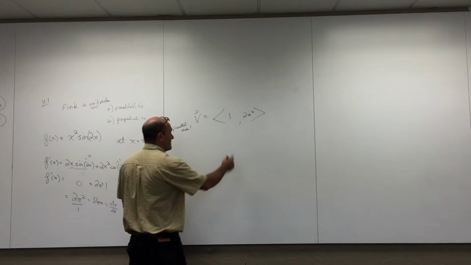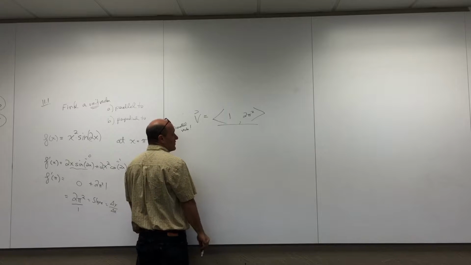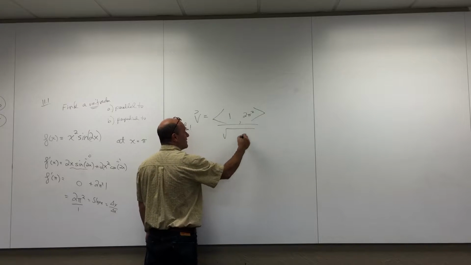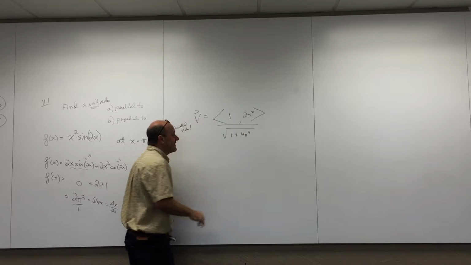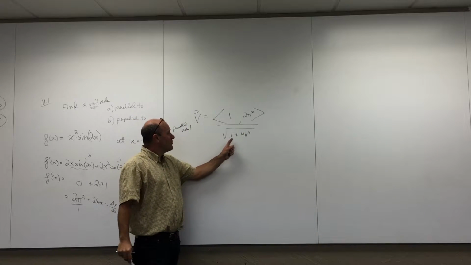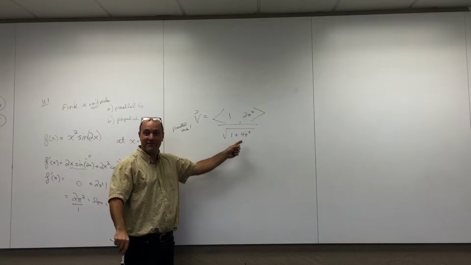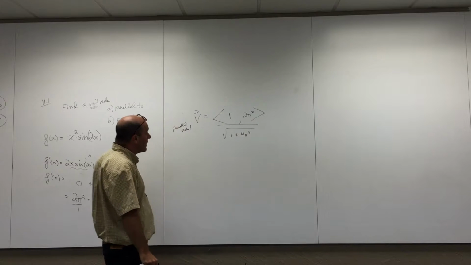What is its magnitude? You don't have to simplify it. You can just tell me what it is. It's the square root of 1 squared plus 2 pi squared, squared. That's right. So it's the square root of 1 plus 4 pi to the 4th, since 2 pi squared, squared gives 4 pi to the 4th. And again, if you're leaving it all exact, you're done.